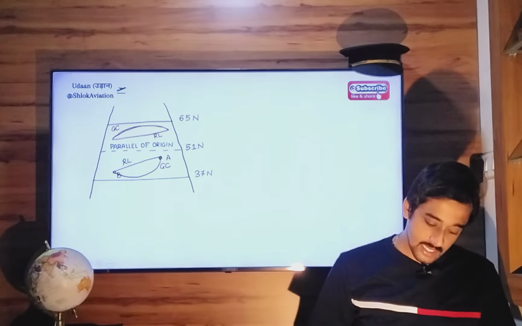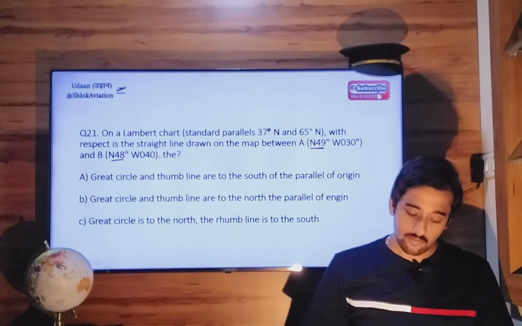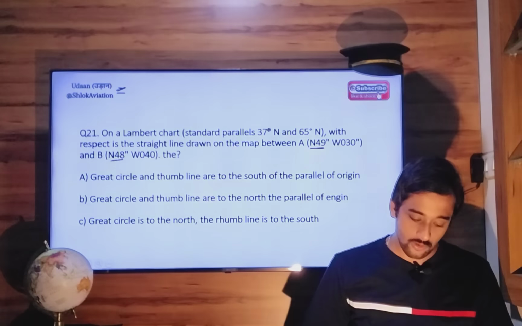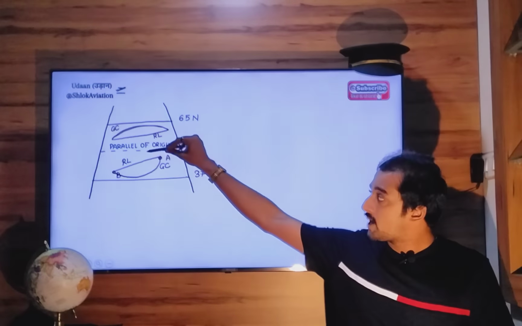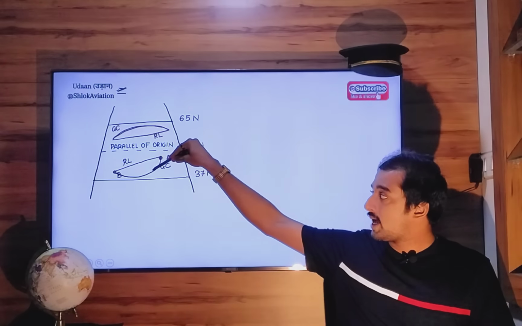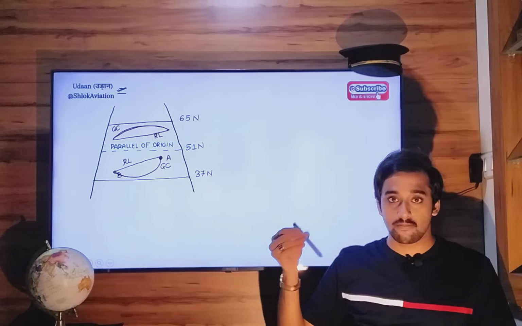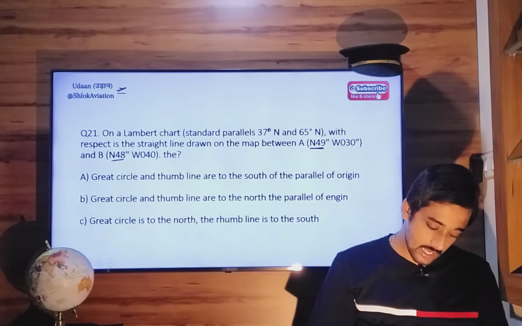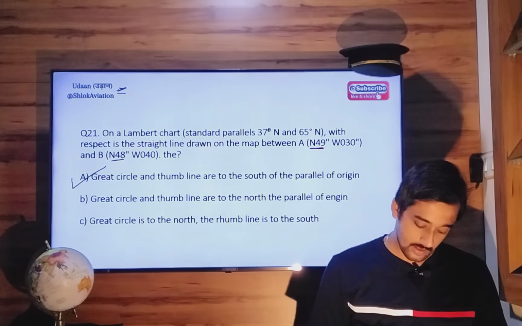Okay, so the correct answer here will be great circle and rhumb line are to the south of the parallel of origin. Yes, this is your parallel of origin. Both rhumb line and great circle are to the south of it, below it. Right? So option A will be the right option.